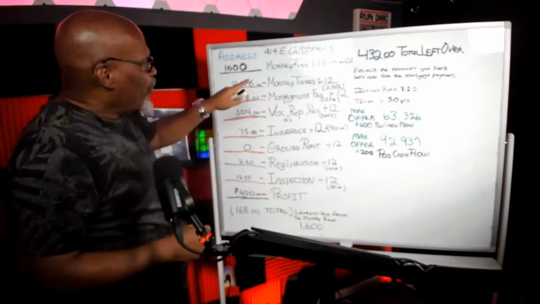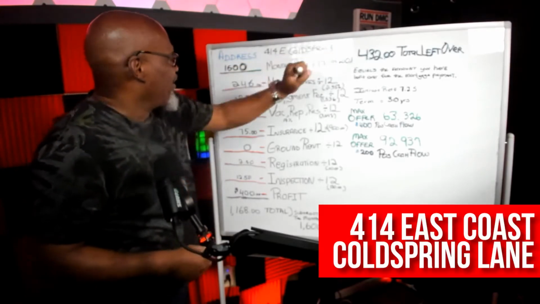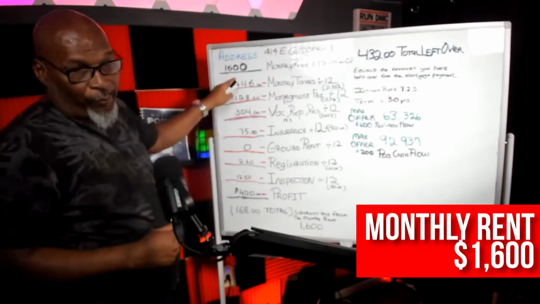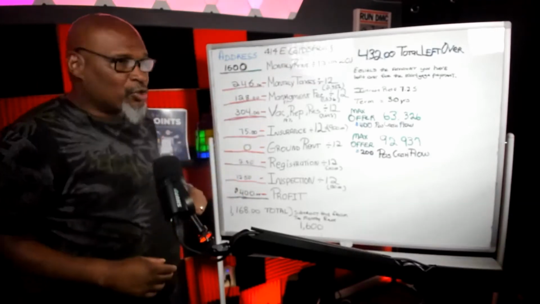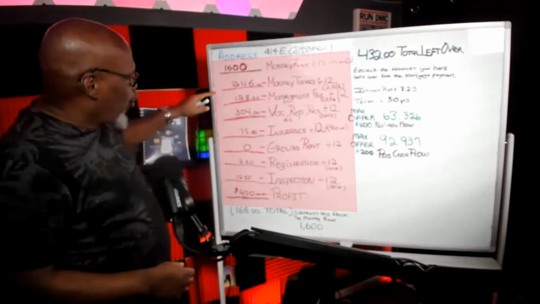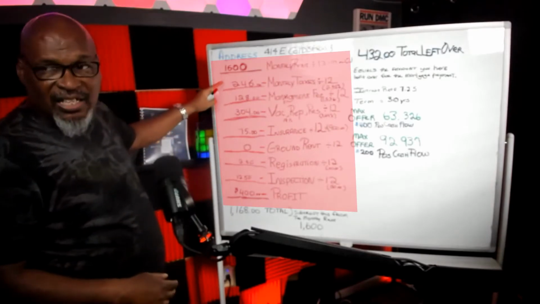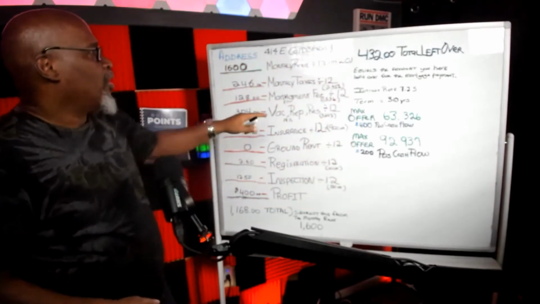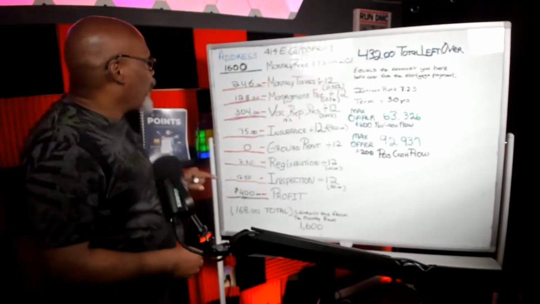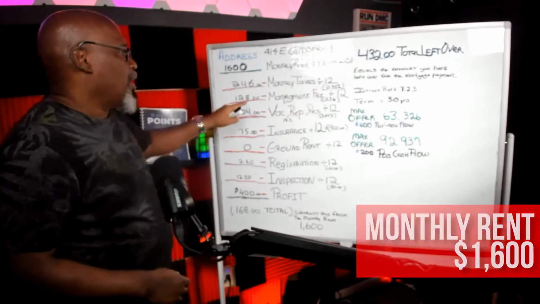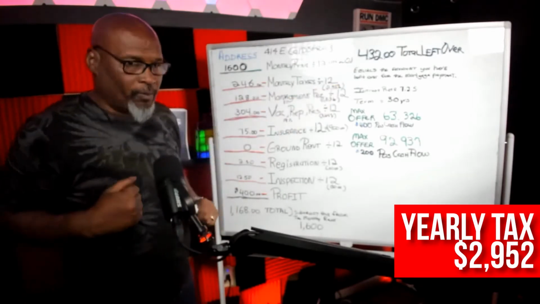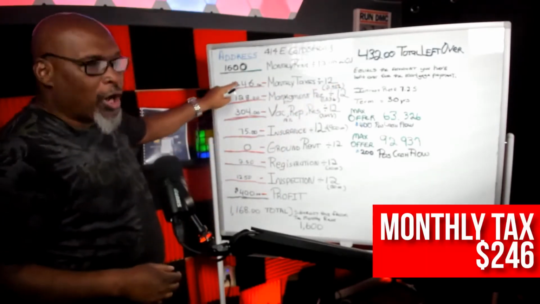Now, we know the address is 414 East Cold Spring Lane. Let's say the monthly amount for rent is $1,600 for this property. So if you multiply that times 12, it's $19,200. Just keep in mind that on this side, everything is monthly amount. So the yearly amount for rent is $19,200. Divide that by 12, $1,600. Taxes. The tax amount is $2,952 a year. Divide that by 12, $246.